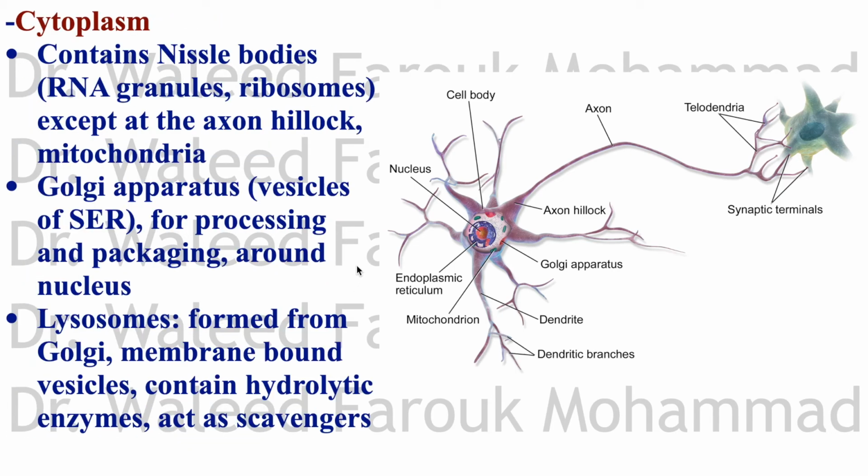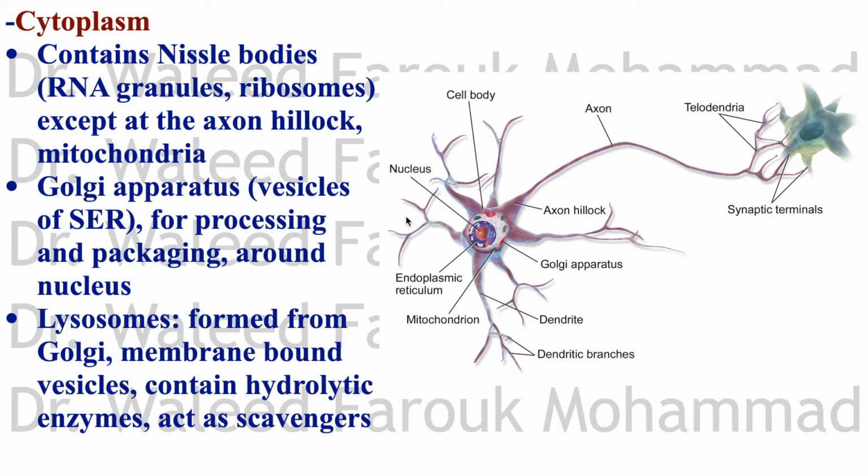The cytoplasm contains Nissl bodies or Nissl granules. They are RNA granules, ribosomes. They are present all over the cell body except in the axon hillock, which is the start or the beginning of the axon. Remember that the axon hillock is devoid of the Nissl granules.